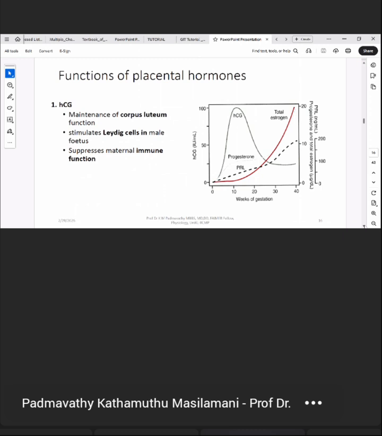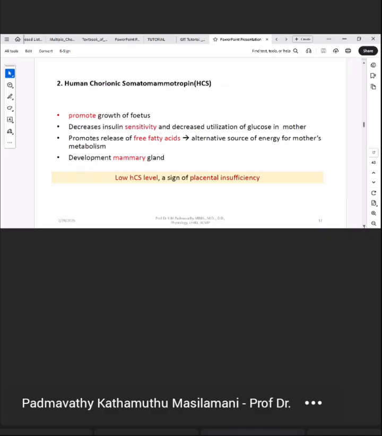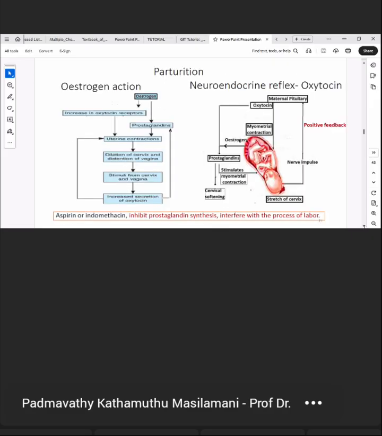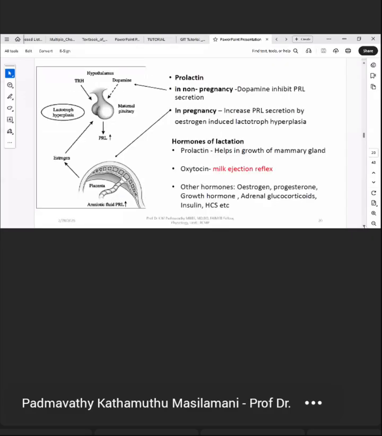These are the placental hormones. Placental hormones you already know. The first and foremost is HCG for the diagnosis of pregnancy. I think all these are covered already. So milk ejection is mainly by oxytocin, and the mammary gland development and milk secretion is by prolactin. So milk ejection by oxytocin and secretion by prolactin.